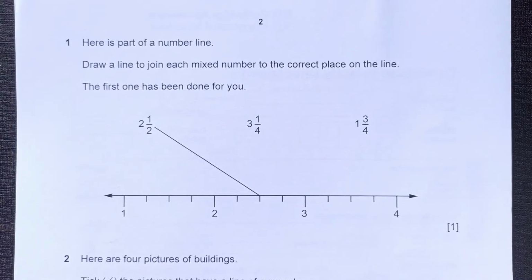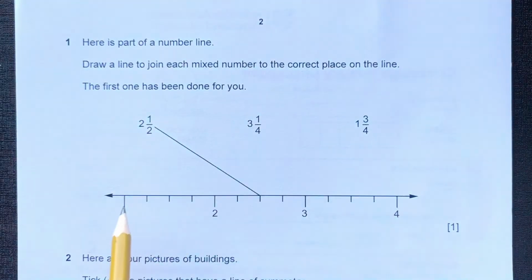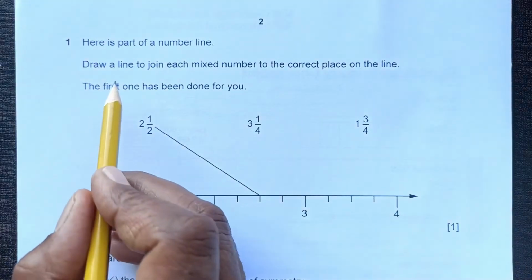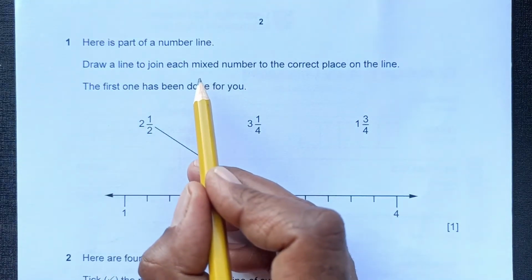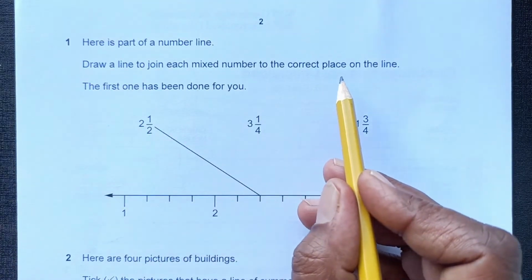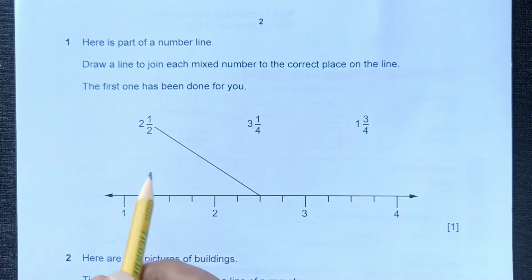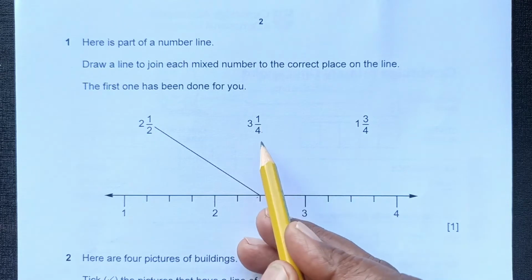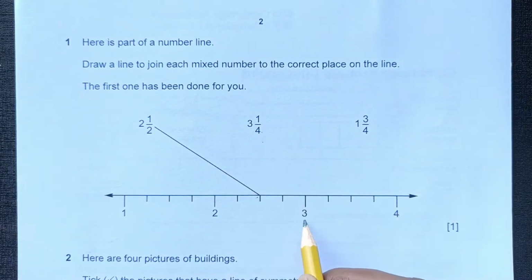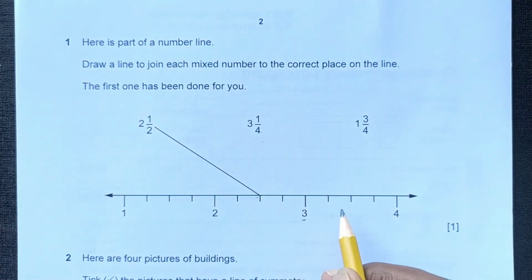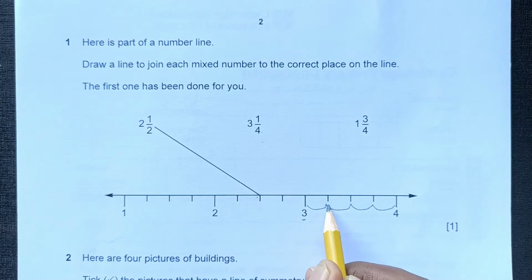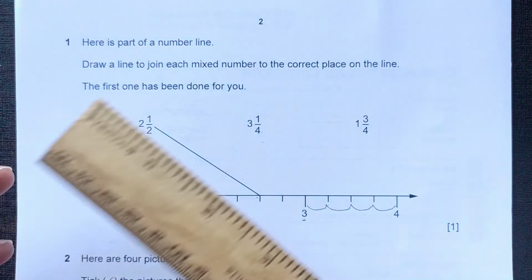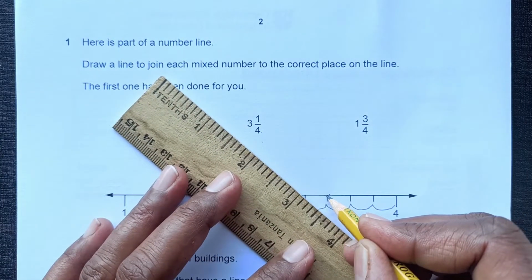Question 1. Here is part of a number line. You can see this number line here. Draw a line to join each mixed number to the correct place on the line. This one is already done here. So we have 3 and a quarter, 3 1 by 4. So 3 is here, the whole number 3. Now you can see we have 4 parts here: 1, 2, 3 and 4. 4 parts of this. So that means this is the 1 quarter. So 3 and a quarter, so we will join it here.